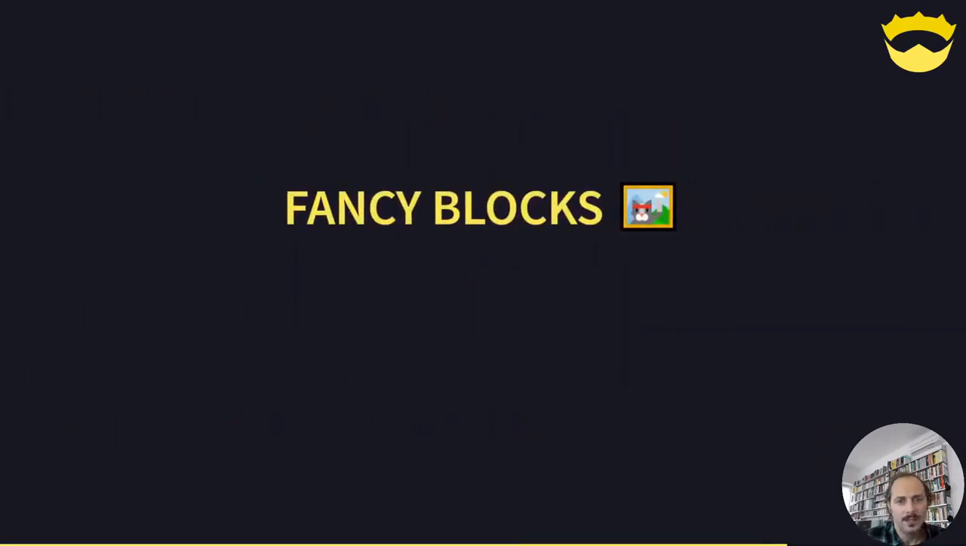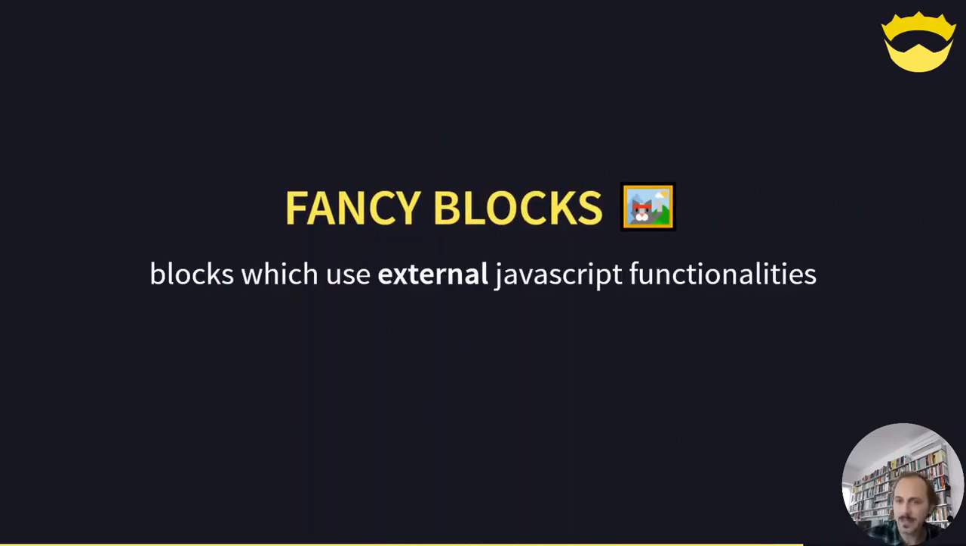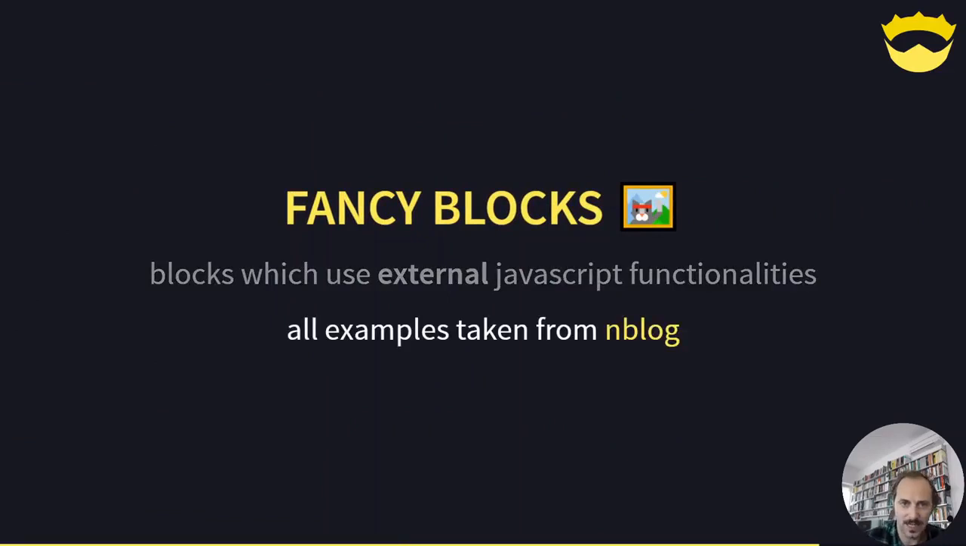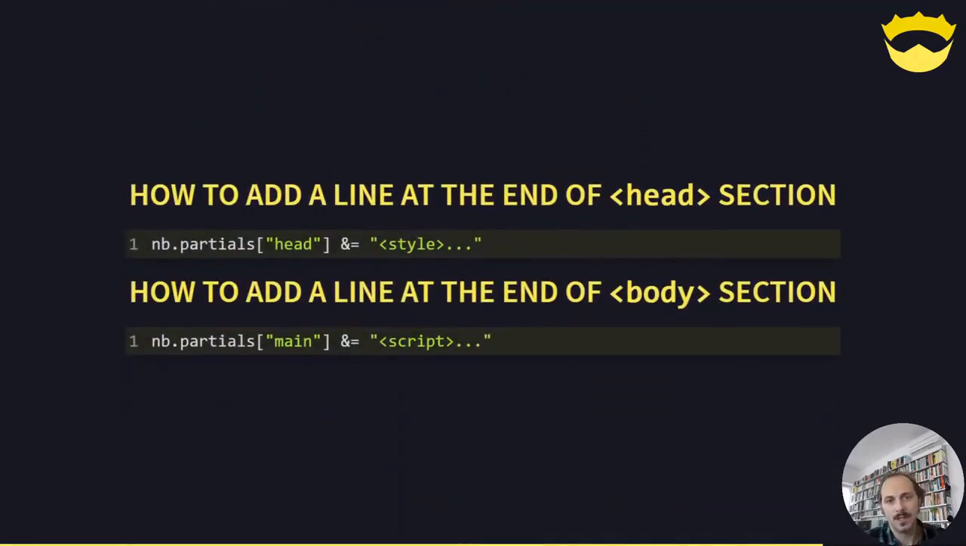Okay, so now a few examples of some fancy blocks, by which I mean blocks which use external JavaScript functionalities. All these examples are taken from nblog, which is a blog about Nimib and Nim, which is sort of still in draft mode. But it's where I experiment with doing stuff with Nimib. Before seeing the examples, when we add additional JavaScript functionalities, usually we need to add a style sheet to the head part of the HTML, or maybe we need to run a script at the end of the body, and this is how we do it.